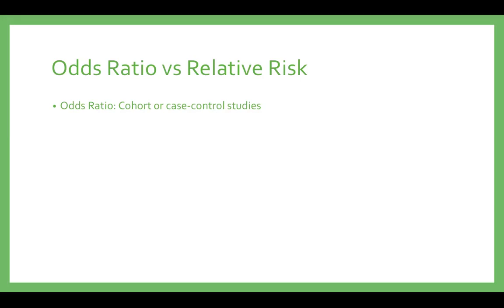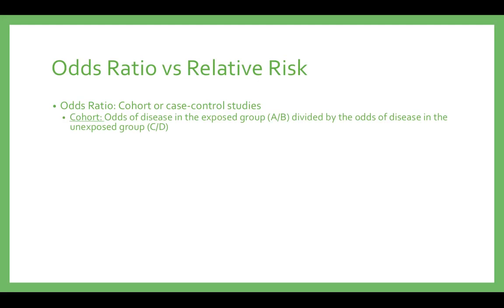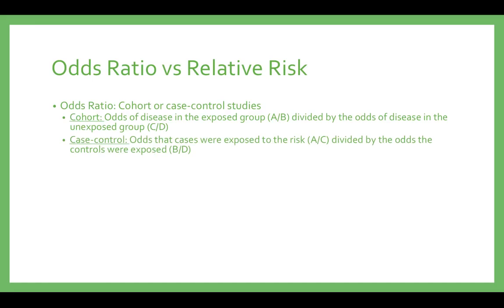For example, consider comparing a group of individuals who developed measles to those who did not, and then determining whether they received all the recommended vaccinations. In a cohort study, the odds ratio is calculated by dividing the odds of experiencing the event in the exposed group, A divided by B, by the odds the unexposed group experiences the event, C divided by D. In a case-control study, the odds ratio is calculated by dividing the odds that cases were exposed to the risk, A divided by C, by the odds that the controls were exposed, B divided by D. Relative risk can only appear in cohort studies or possibly at times in randomized control studies.